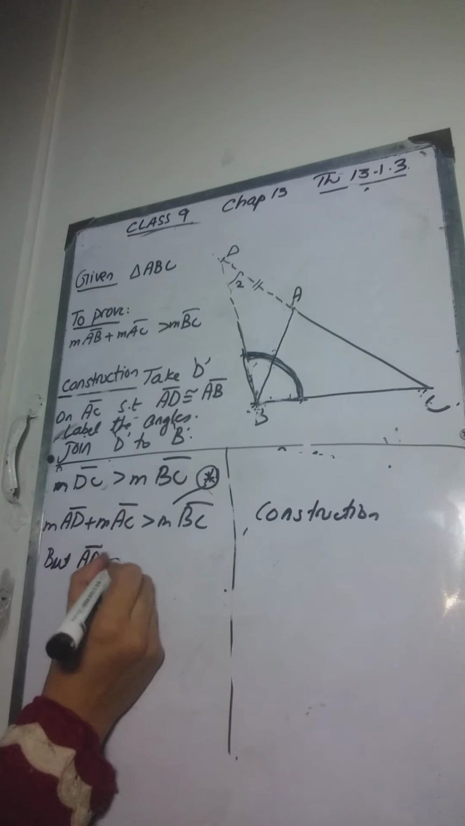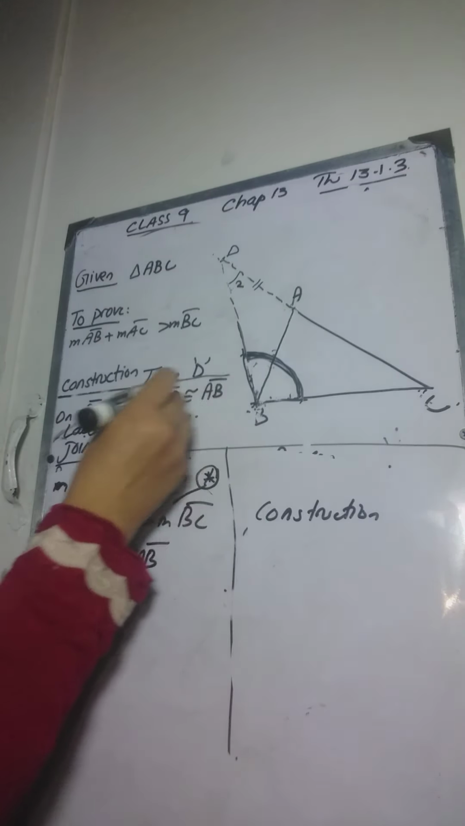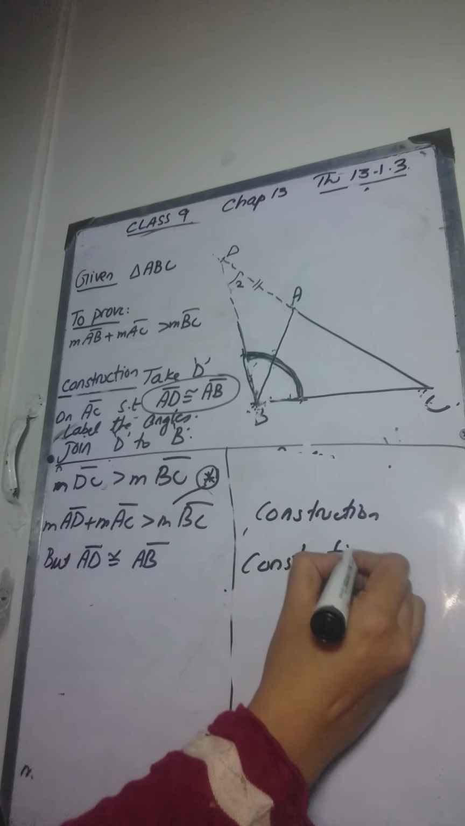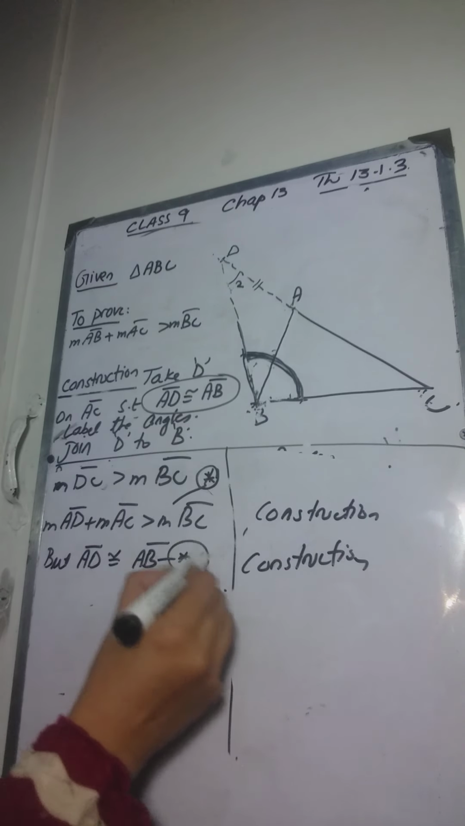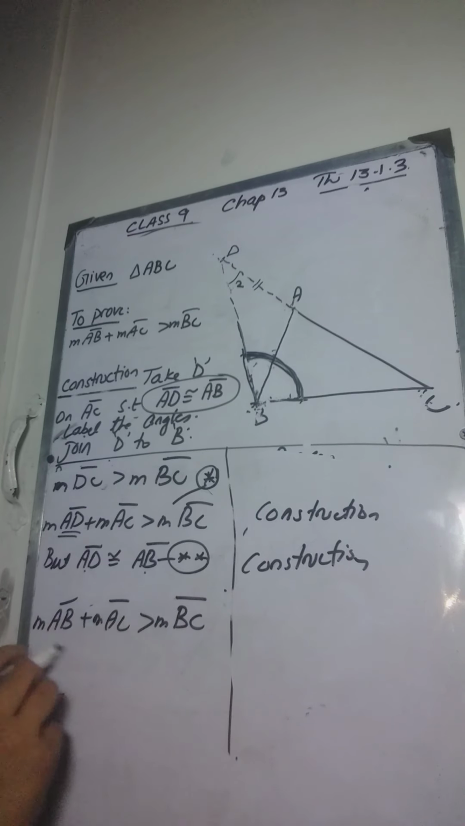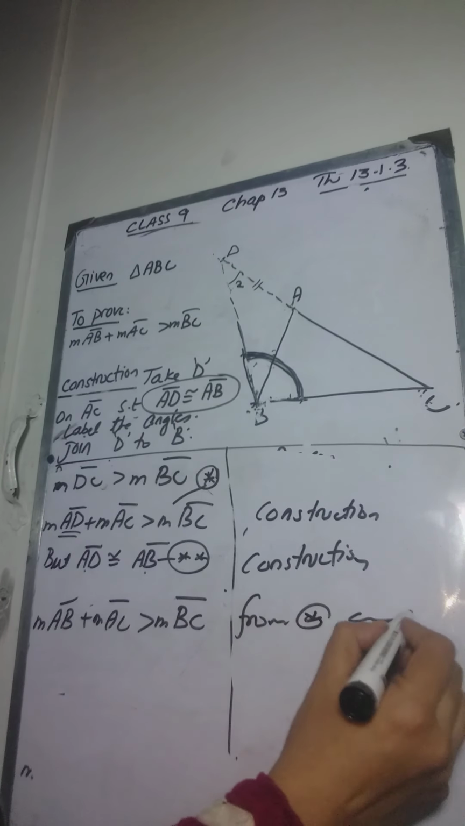But AD is congruent to AB. Okay, AD is congruent to AB. This is what we did in construction. We had taken AD congruent to AB from construction. So name this as double asterisk. Now if I replace AD by AB here, what will we get? The measurement of AB plus the measurement of AC is greater than the measurement of BC. Okay, from asterisk and double asterisk, and this is what we had to prove. Okay, so this proved the theorem.